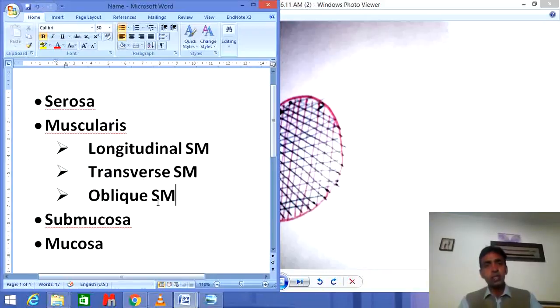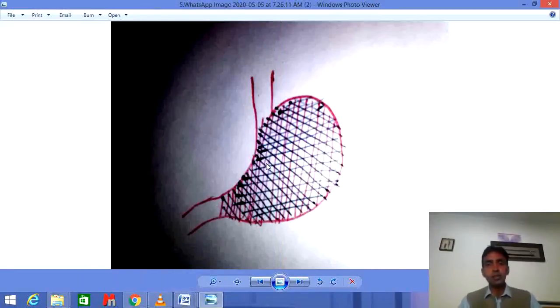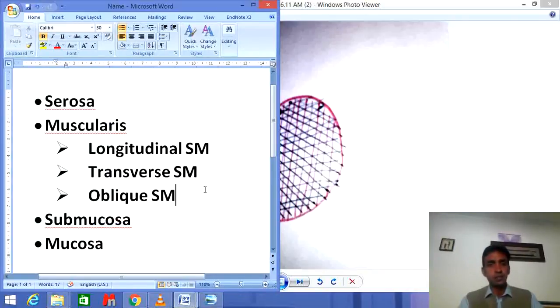The oblique smooth muscle is only present in the stomach, because the stomach is responsible for the thorough mixing of food. This is responsible for the partial crushing of food and thorough mixing of food. You can call it churning. The stomach is responsible for churning of food.